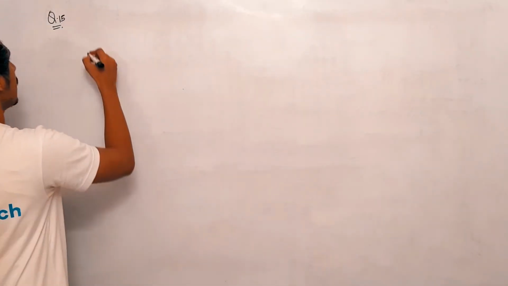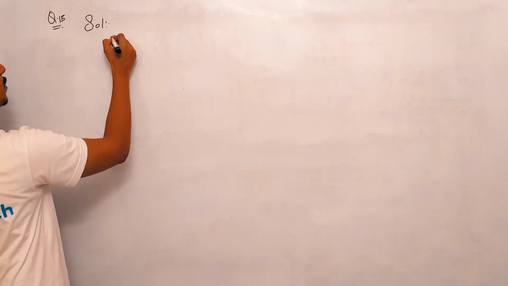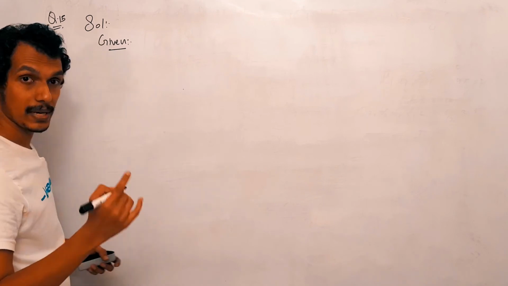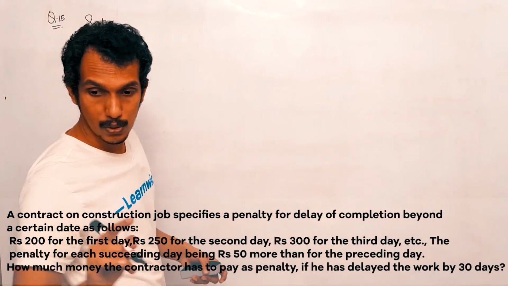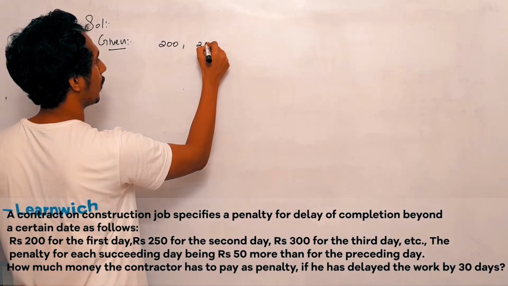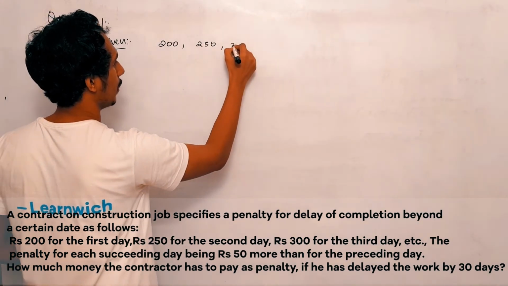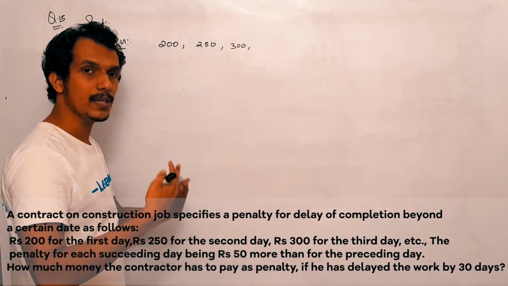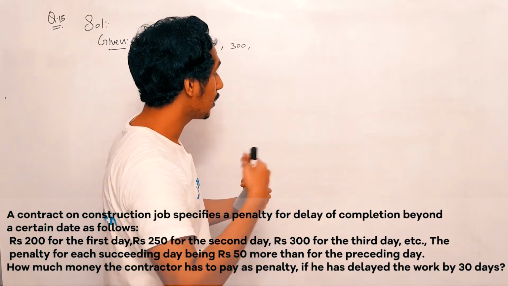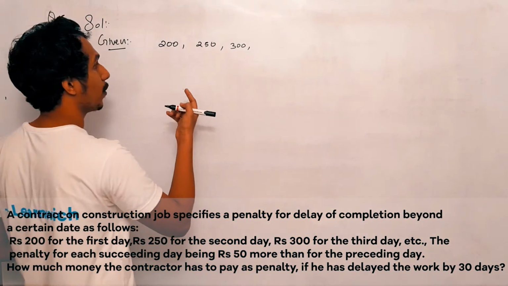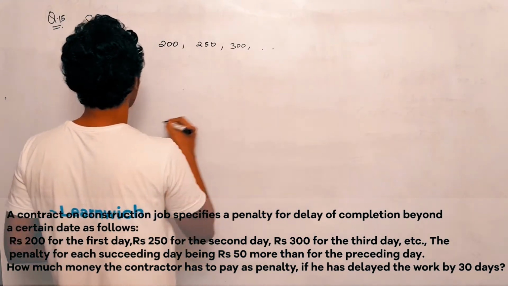So how do we start? We start by writing the given data. The penalty starts from rupees 200 for the first day, 250 for the second day, 300, and so on. It says 50 rupees increases each day, 50 rupees extra penalty you have to pay. So write the given data, no problem.